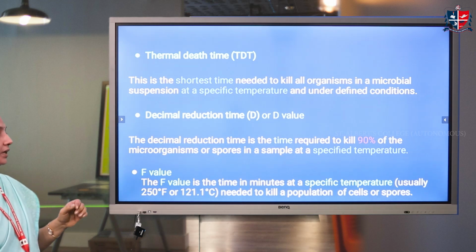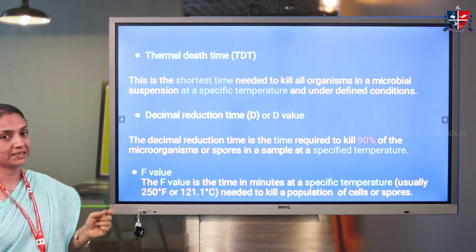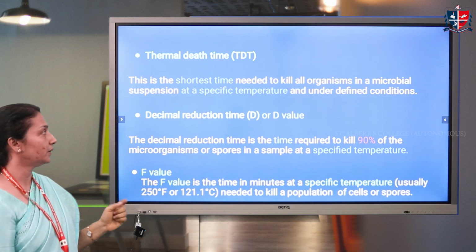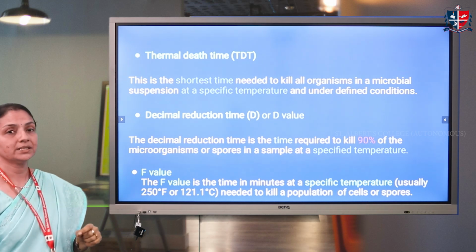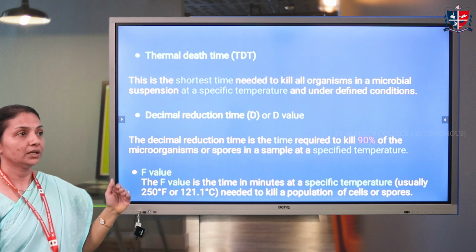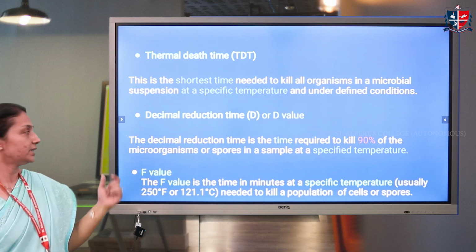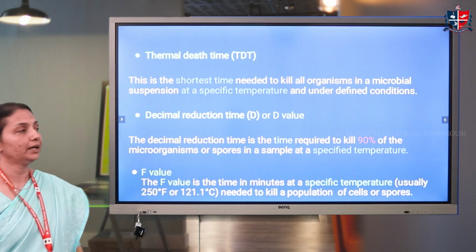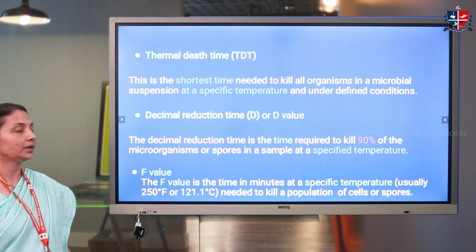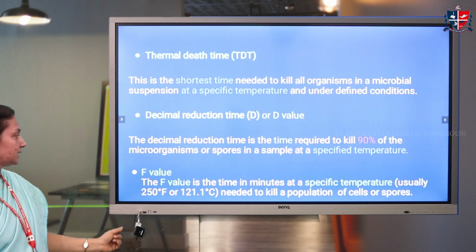That is, if you are keeping all the others, oxygen, pH, carbon dioxide content constant, and using a specific temperature, say 50 degrees centigrade, we have to see the shortest time needed to kill all the organisms in the microbial suspension. Next one is decimal reduction time, also known as D value. The decimal reduction time is the time required to kill 90% of the microorganisms or spores in a sample at a specified temperature.